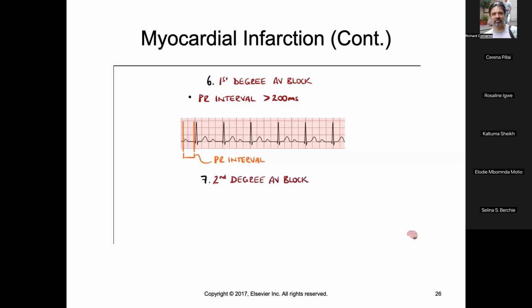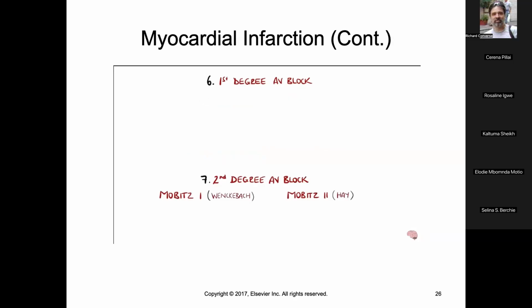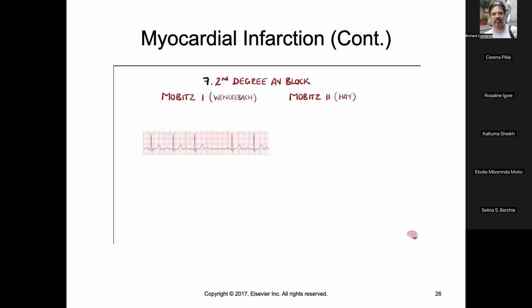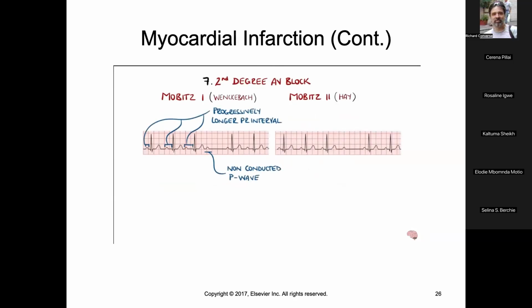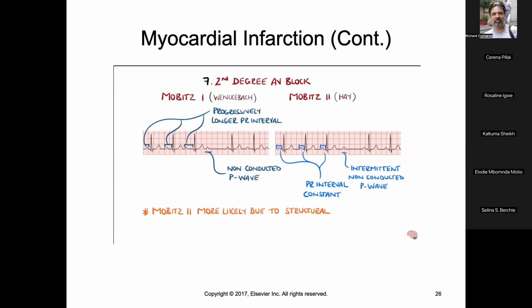Second degree AV block has two main types, called Mobitz 1 or Wenckebach, and Mobitz 2 or Hay. Mobitz 1 features a progressive lengthening of the PR interval until there is a non-conducted P wave, then the cycle repeats. Mobitz 2 features a non-conducted P wave with no variation in the PR interval. Type 2 is usually due to a structural abnormality and is considered high risk for progression to third degree, also known as complete, heart block.